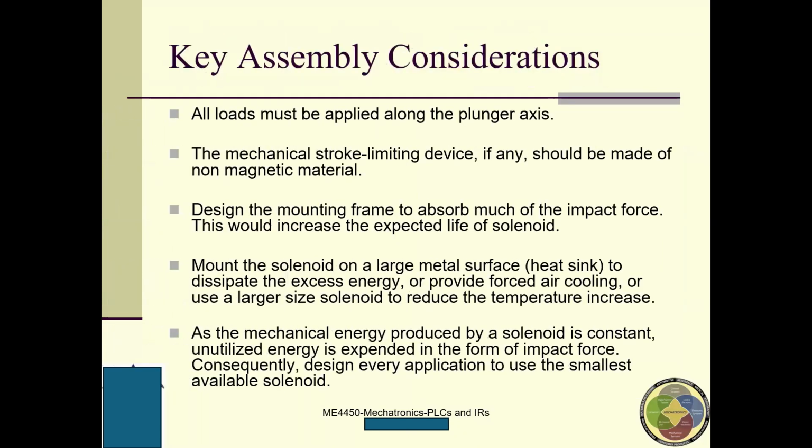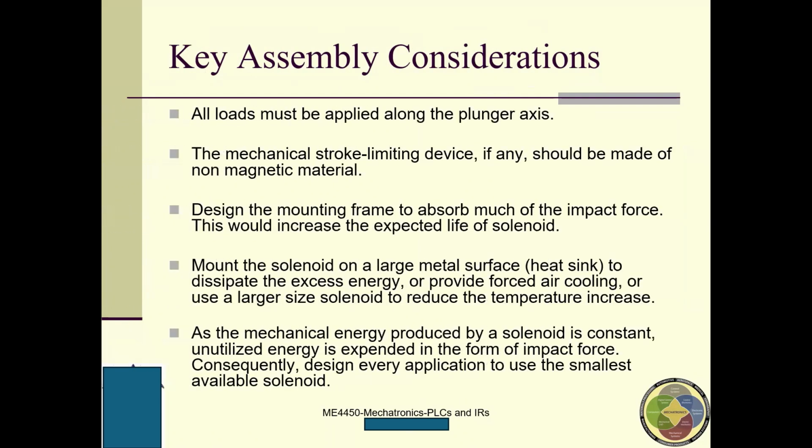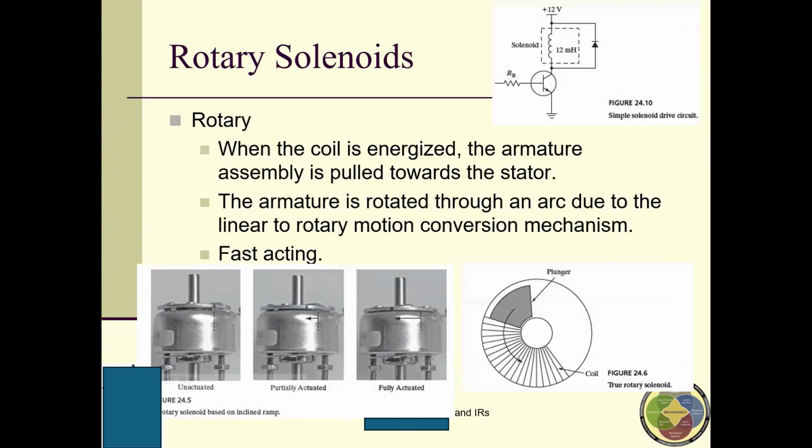So here are key assembly considerations, and I want you guys to understand this. This is a rotary solenoid. This is a variation. Okay, just take a look. This time, when the coil is energized, the plunger will be retracted from this position to this position. Rotary is rotary, not oscillating.